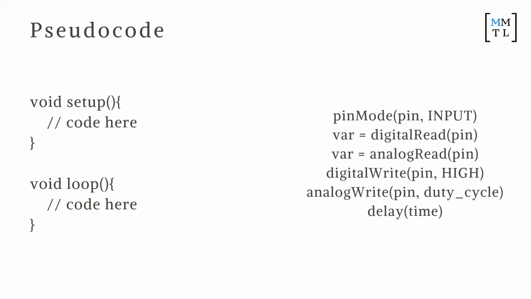Yeah, with your hand up. First one, pinMode 13, output. Yep. So pinMode is just setting up the pin, so we need to set up pin 13 as an output. And then what else for the loop?